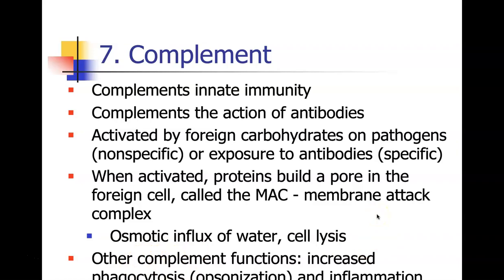So you can start to see how it's all working together, right? To bring cells to that area, inflammation, fever, all these things are working together in order to create a generalized immune response against anything potentially infectious.